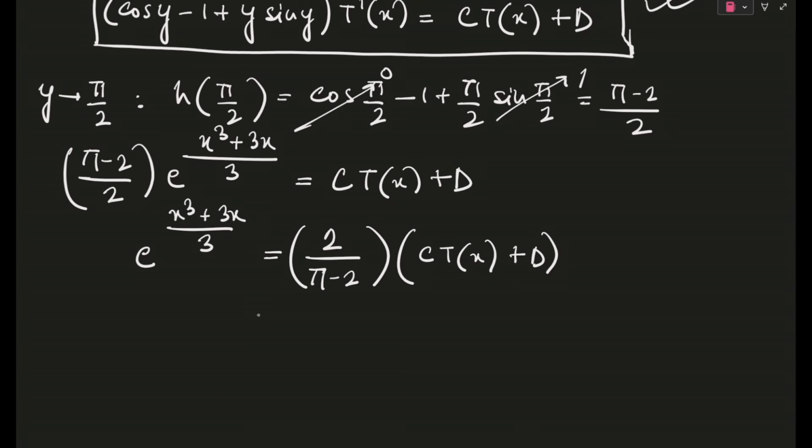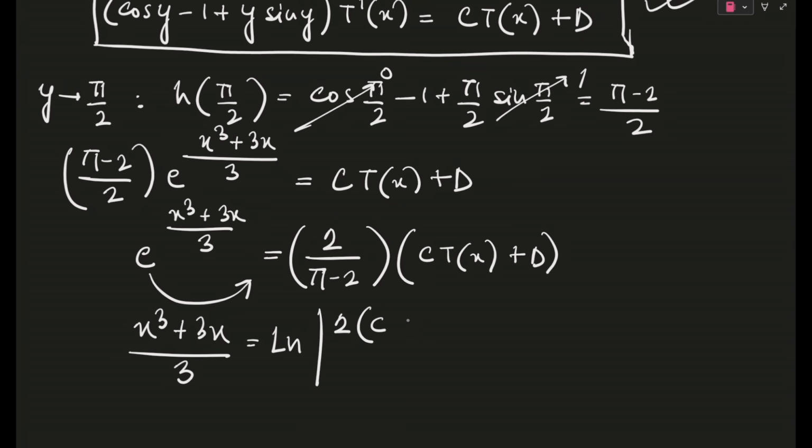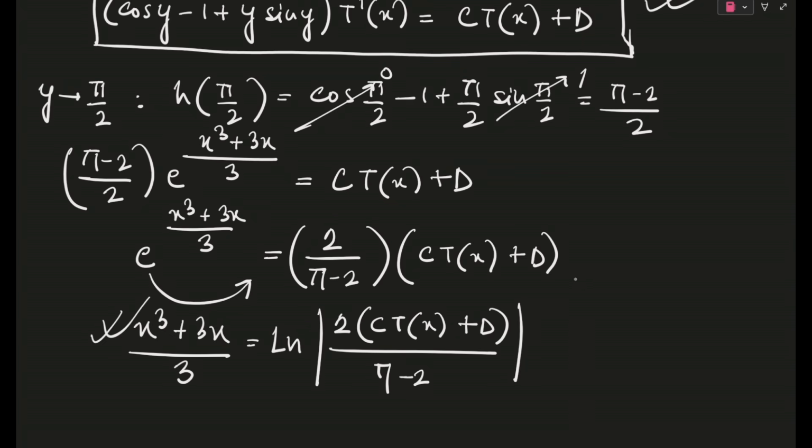Okay, so guys, actually if you take this to the right hand side using log on both sides, what you will get is x cube plus 3x by 3 is equal to ln mod 2 times c into t of x plus d, whole divided by pi minus 2. And now actually what I can notice is this is a big surprise element because we have got our answer.